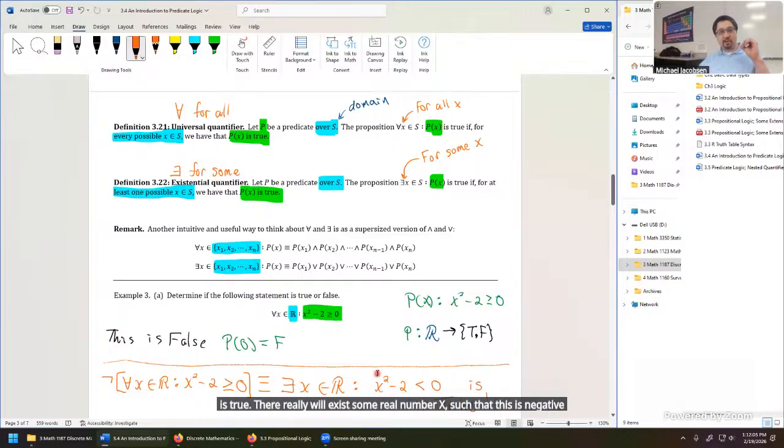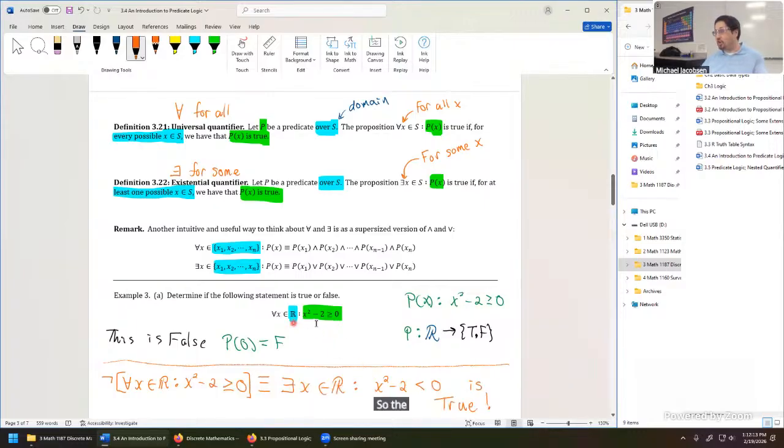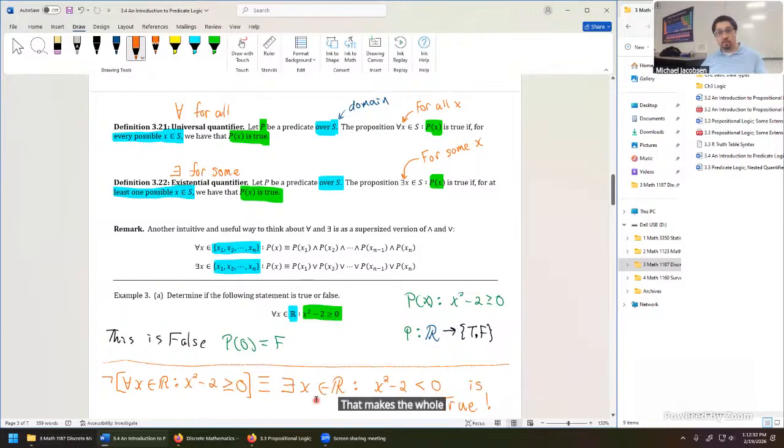And you know, 0 would work. If you plug 0 inside here, 0 squared minus 2 is negative 2. So the original statement, for all x, x squared minus 2 is non-negative, is false. We can find a counterexample by plugging 0 into that predicate. But this one will in fact be true, because we can make it true for at least one possible x. That makes the whole overall statement true as we see it.